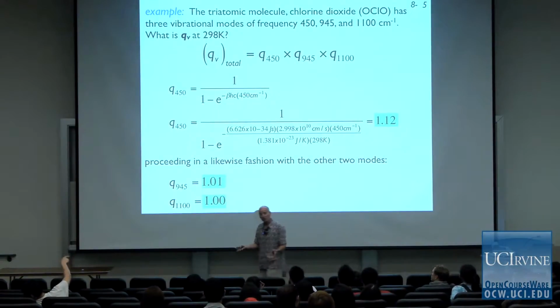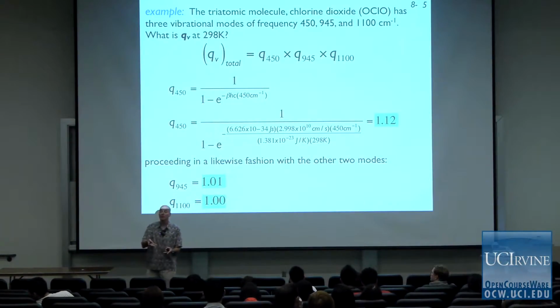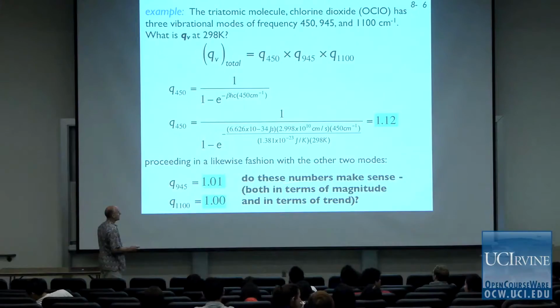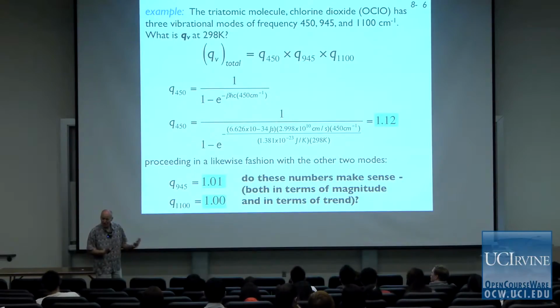It's easier to have intuition about translation and rotation in some ways because in both of those cases the temperature is always much higher than the characteristic temperature. So do these numbers make sense? It's a little hard to say. I mean, qualitatively we expect them to be 1 and change, but the change is the part that it's a little hard to know about.